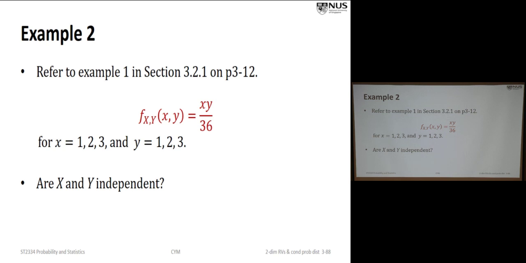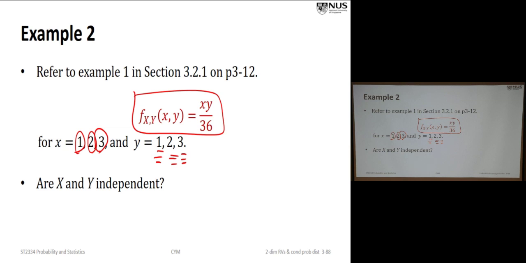For x equal to 1, y can be 1, 2, or 3. For x equal to 2, y can also be 1, 2, and 3. For x equal to 3, y can be 1, 2, and 3. So altogether, there are 9 possible values for which we can apply this formula for the joint PDF. For any points outside these 9 possible values of x, y, the PDF is 0.